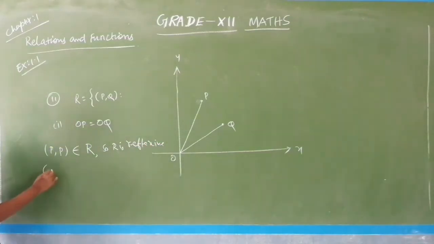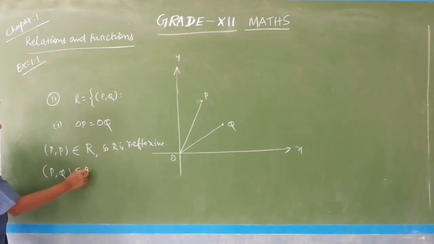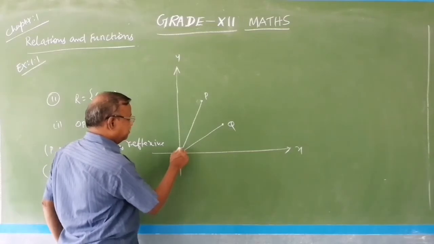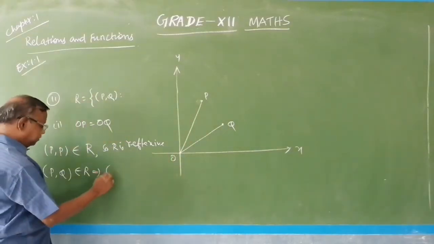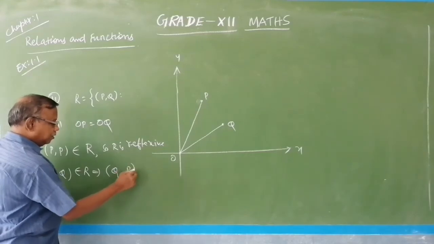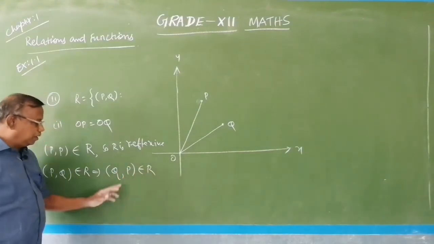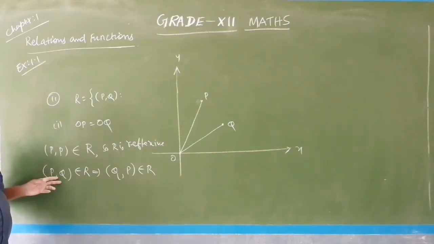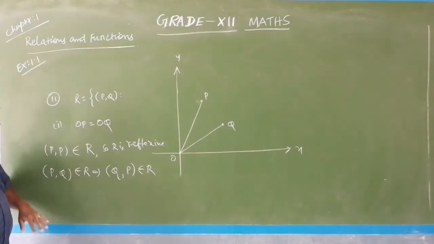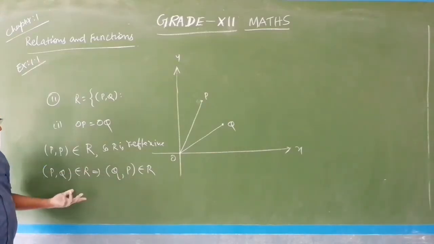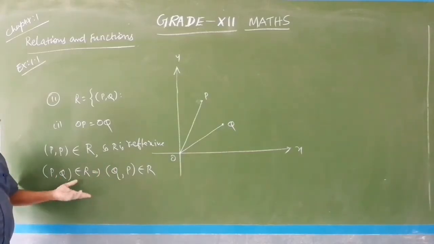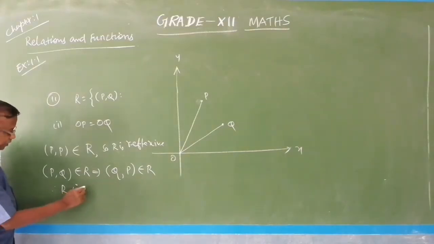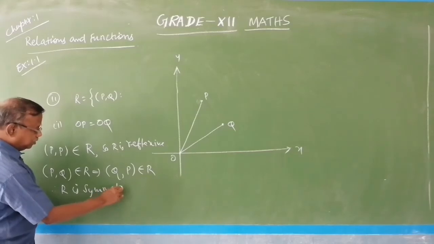Next one, take 2 points P comma Q. If the points P and Q have the same distance from the origin, then Q and P must have the same distance. So Q comma P belongs to R only. P and Q having the same distance from the origin, so it is an element of R. Reversely, Q and P also have the same distance from the origin. Therefore, that is also an element of R. Therefore, R is symmetric.